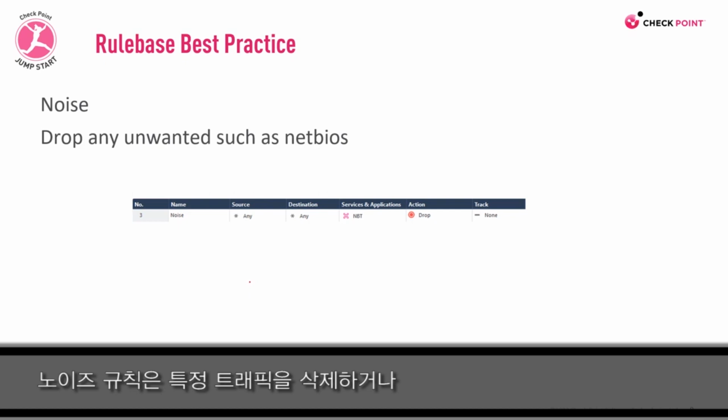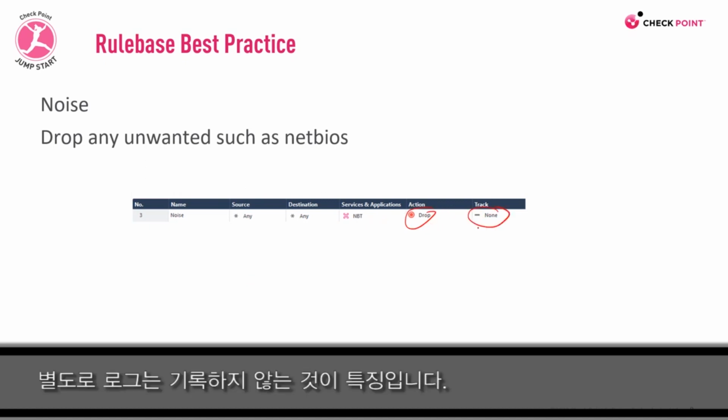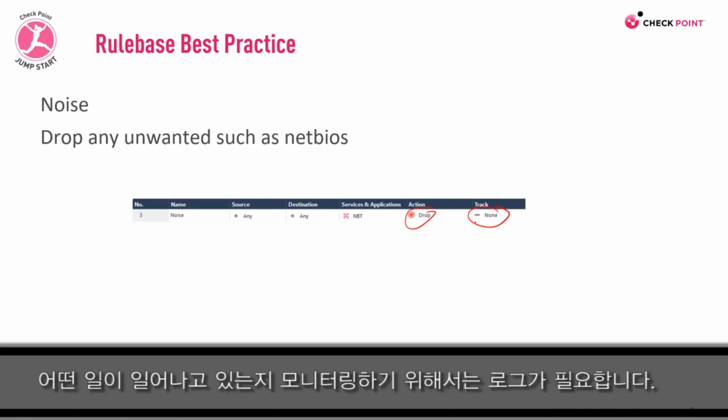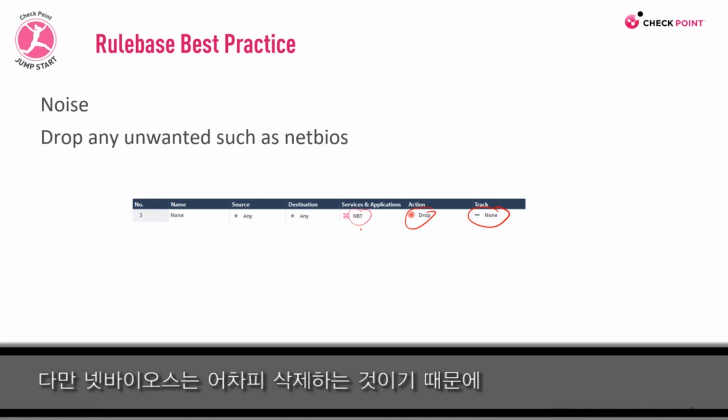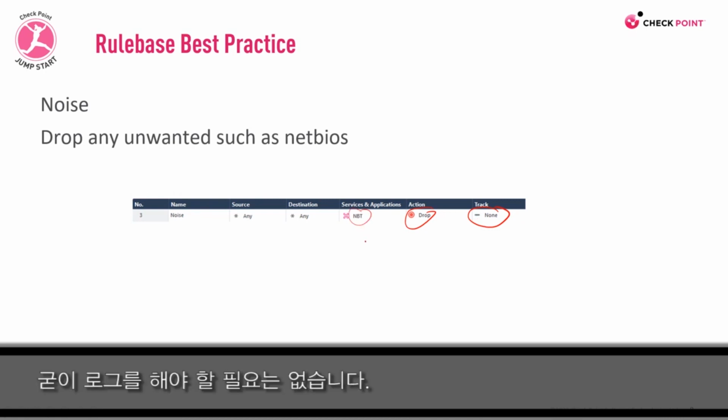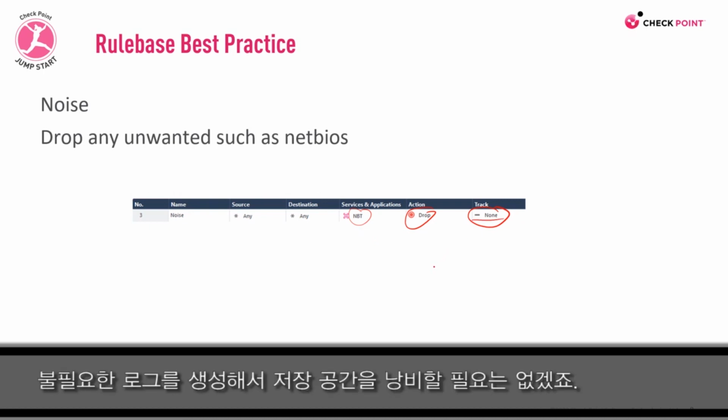A noise rule is any rule that you can create that will either drop or accept certain traffic, but it will be quiet because you're not going to get logs. Logs are precious. You want to know what happened within your organization. So NetBIOS is something that we're going to drop anyway, and I don't want to waste any log on it. So I'm not going to log it. I don't want to waste that storage.